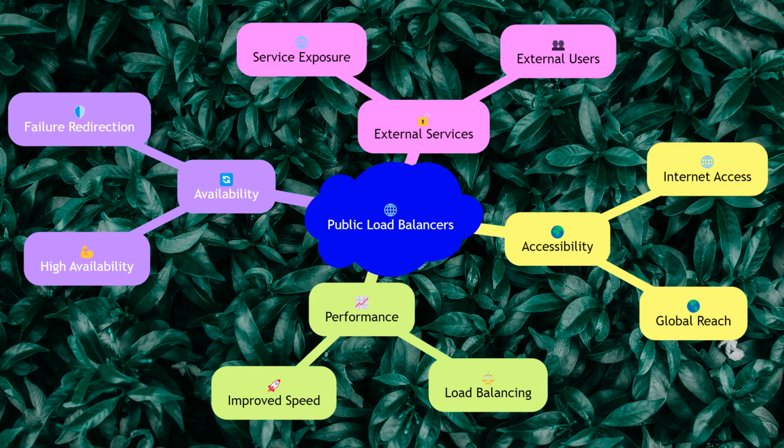Public load balancers are ideal for applications that need to be accessible from the internet. For instance, a web application that serves users globally would benefit from a public load balancer to distribute incoming traffic across multiple VMs. This not only improves the application's performance by balancing the load, but also enhances its availability by ensuring that traffic can be redirected to healthy VMs in case of a failure. Public load balancers are also essential for scenarios where you need to expose specific services to external users.